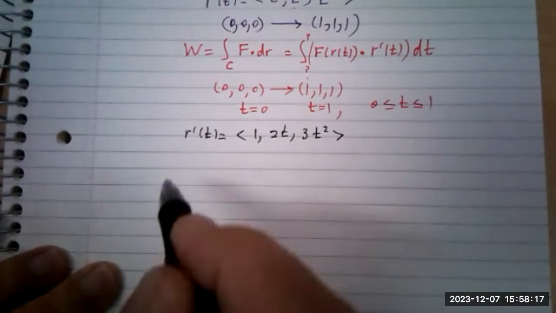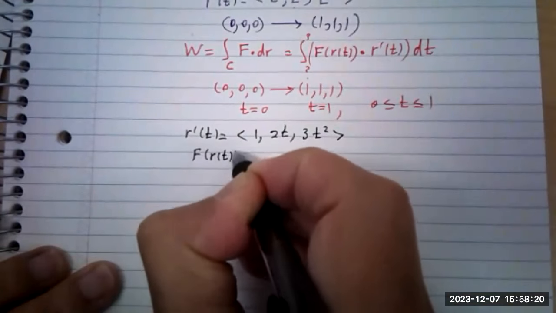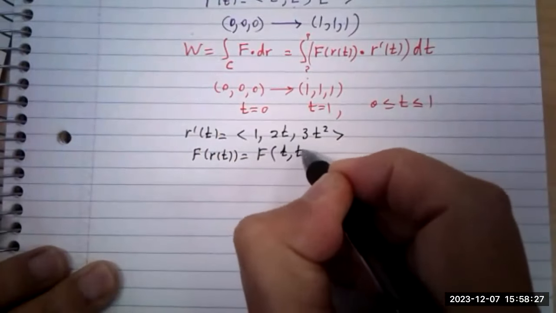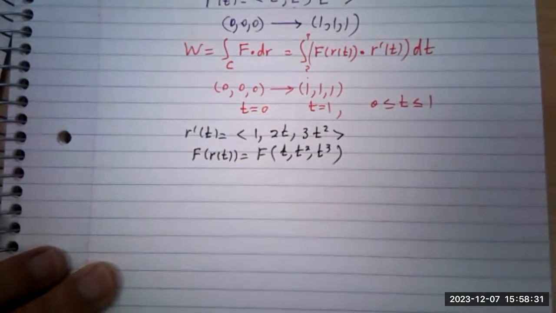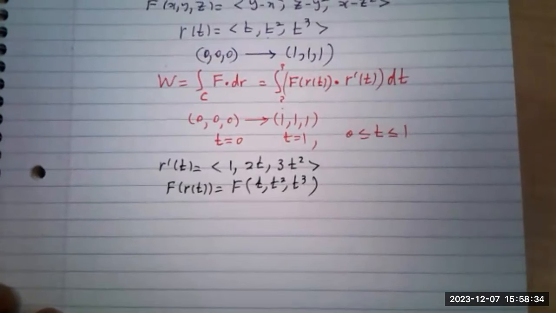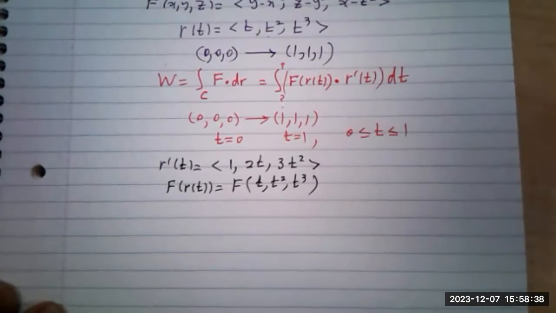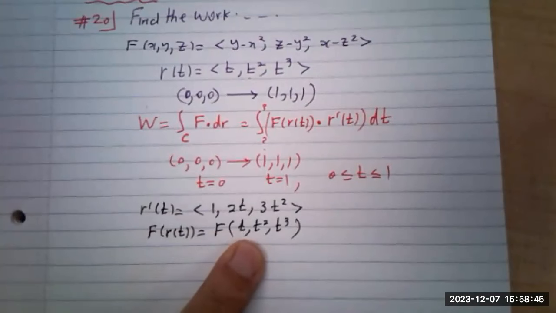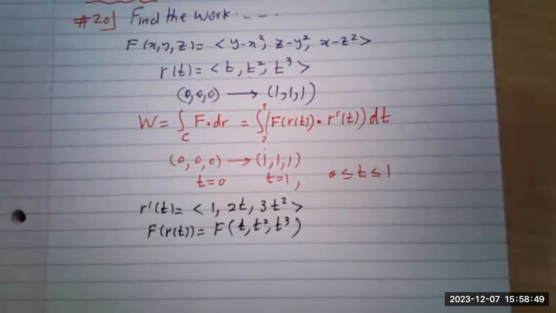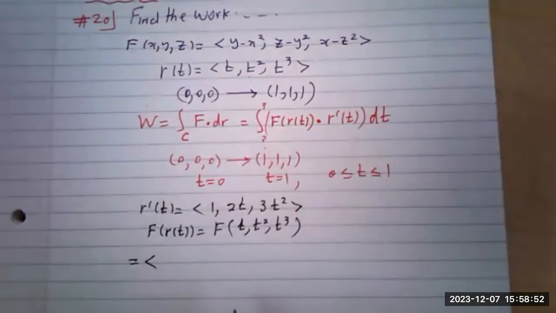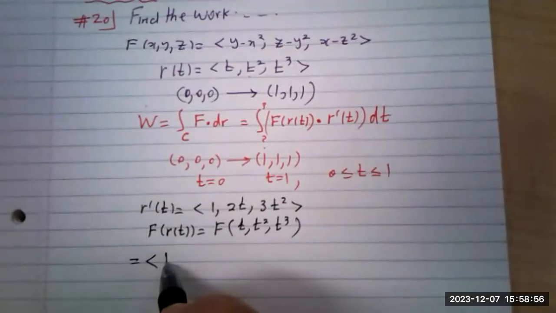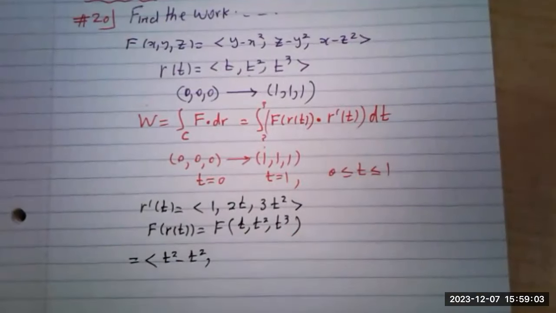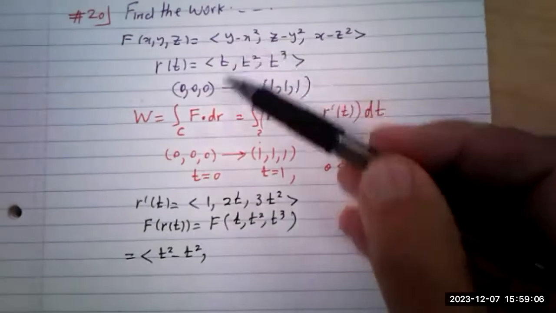Now we have to find F of r of t. So I bring the r of t. You see r of t is a vector, t, t squared, t cubed. Now substitute into the F function. You see this is the F function. So you are going to substitute x equal to t, y equal to t squared, z equal to t cubed. The first component is y minus x squared. Y is t squared, and x is t, so x squared would be t squared. That's the first one.